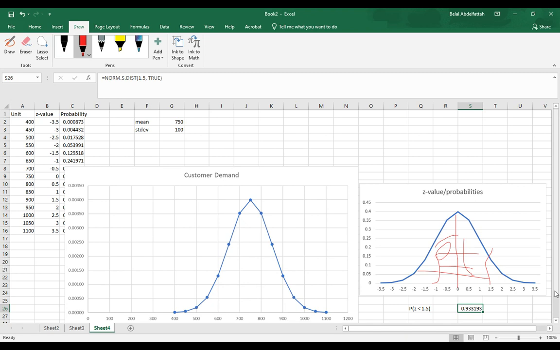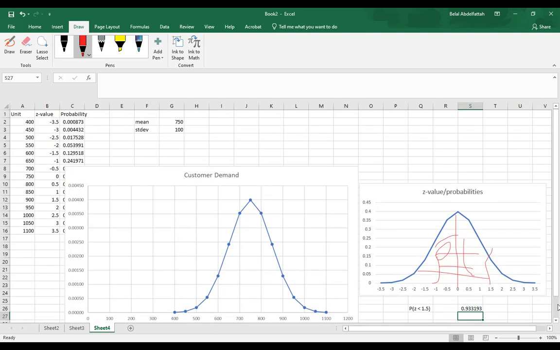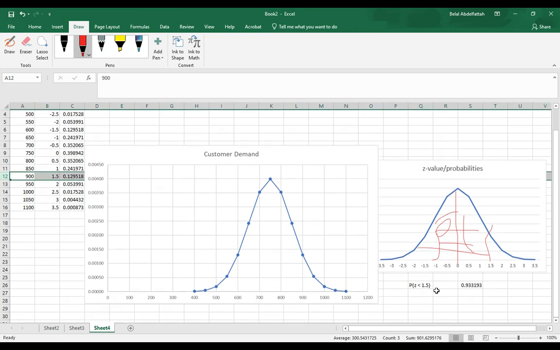So each value that we are trying to get a probability on, for example, problem number 1, what is the probability that the demand will be at most 900 units? Well, what is the z-score of 900 units? If you look right here, the z-score of 900 units is 1.5, and we ended up getting the probability here using the NORM.S.DIST. So every normal distribution can be converted to a standard normal distribution to look for the probabilities.